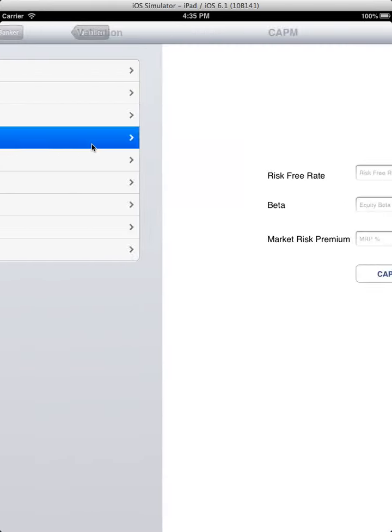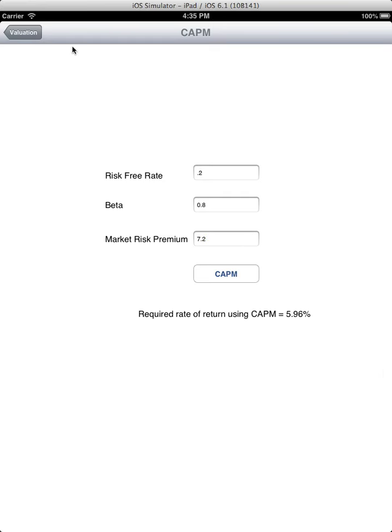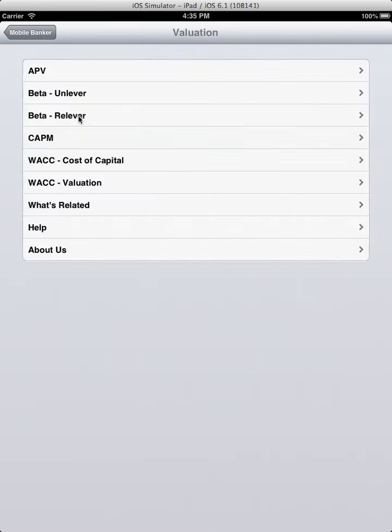Okay, capital asset pricing model. Say the risk-free rate is 5%, and beta is 0.8, and the market risk premium is 7.2, and by applying CAPM, this is the cost of capital we receive.